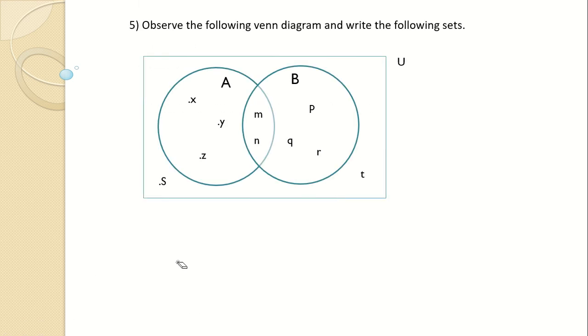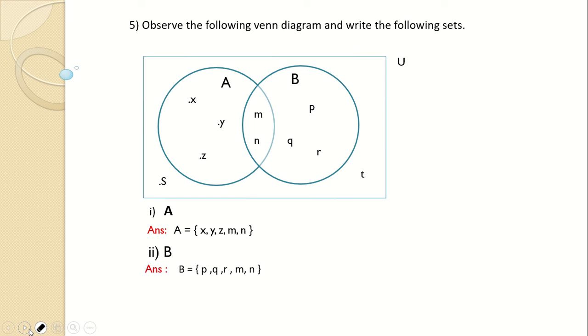Okay. Now the next sum. Observe the following Venn diagram and write the following sets. This is very easy. You just have to write the elements. Elements of set A. Set A means this entire circle. All the elements that you see inside this circle of A will come in the elements of A. In the curly braces, you have to write X, Y, Z, M and N. Next is B. B is this circle. So P, Q, R, M, N.